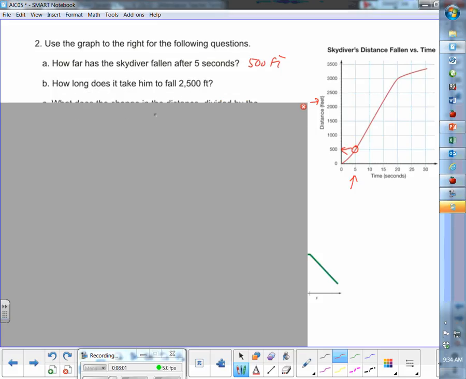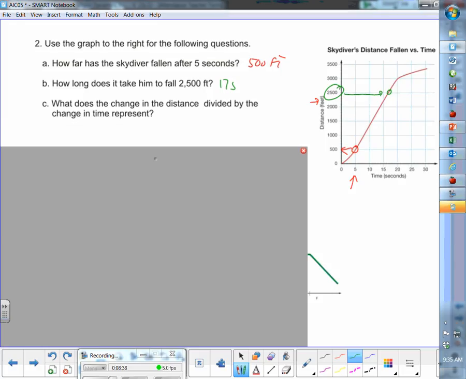How long does it take him to fall 2,500 feet? Is your answer going to be an estimate or exact? Estimate, right? Because hopefully you went to 2,500. You say I'm right here. What are you going to call that? I called it 17. I'd let you say 16. I definitely wouldn't let you say 18, because 18's past halfway and it's definitely not past halfway. Makes sense? So there is a little bit of guesswork on that one.